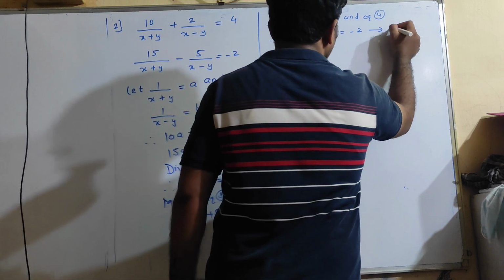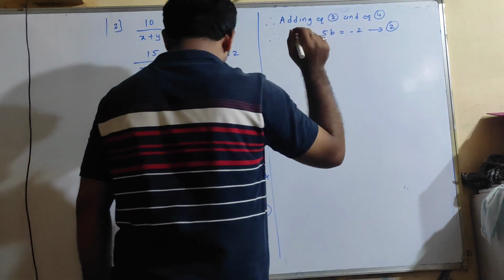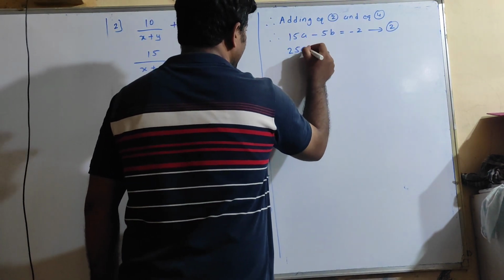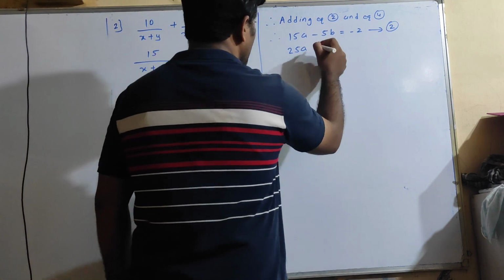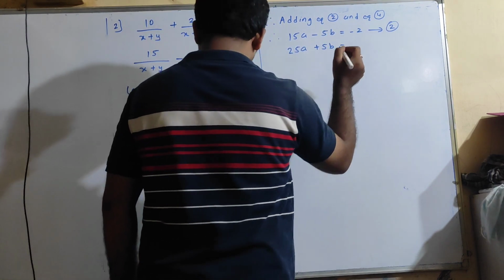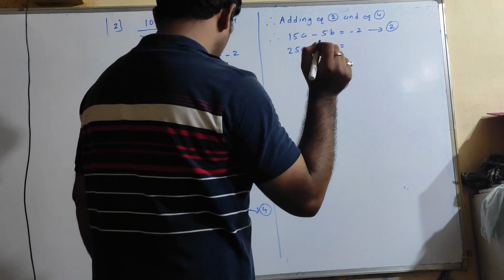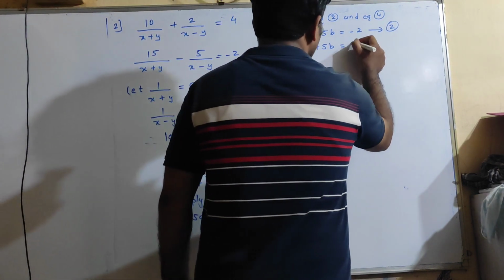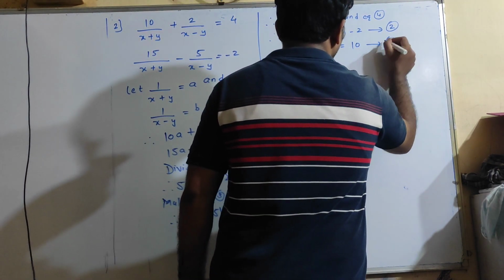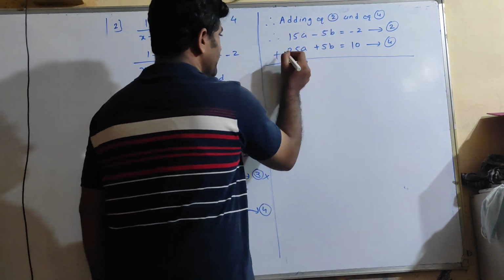Equation number 2, and 25a plus 5b equals 10. We know that this is adding, so plus sign.